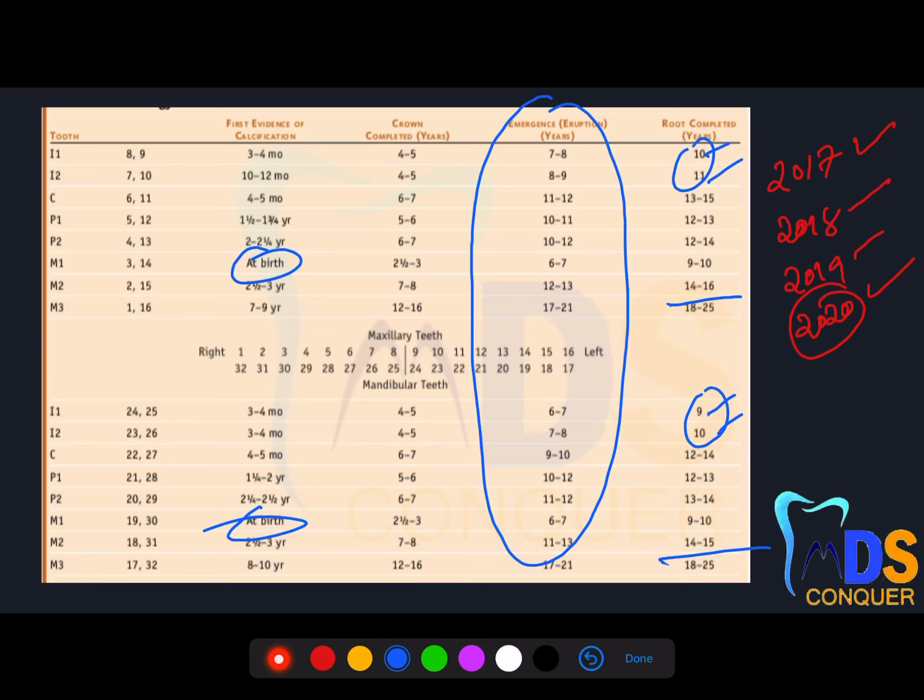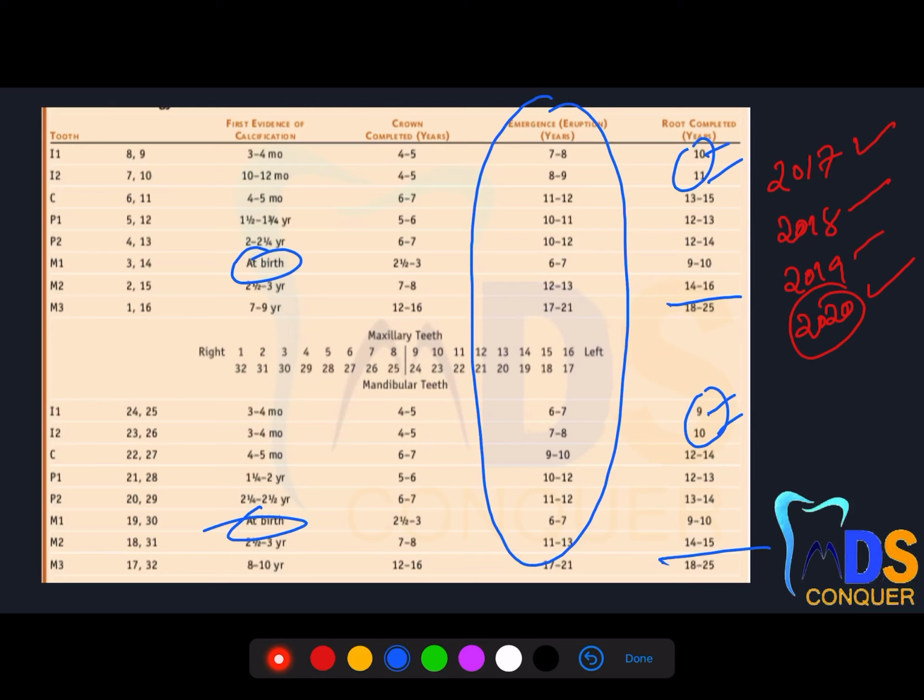So if they're giving in a question a boy of age 9 years or 8 years, it means the root is not completed. Then you have to check the vitality of the teeth. If the tooth is vital, you have to go for apexogenesis. If the tooth is non-vital, you have to go for either apexification or revascularization. I hope you are very clear with those concepts which we have discussed a number of times.